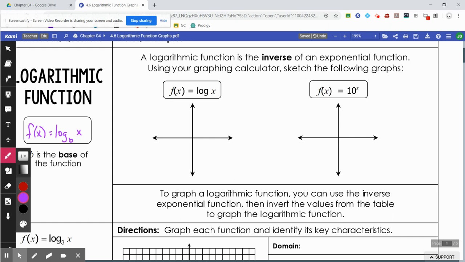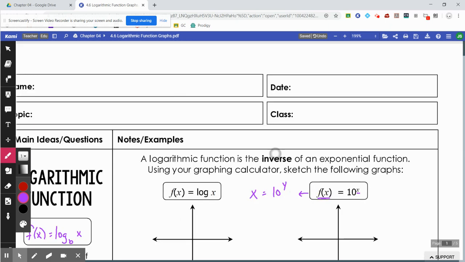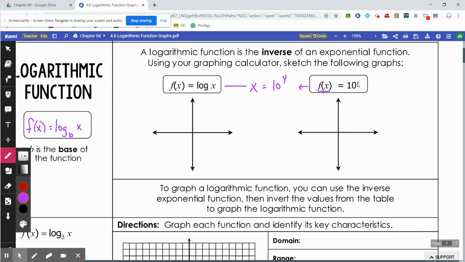Inverses is when we switch our inputs and outputs. We switch our x's with our y's. So if you were to actually take this function here, switch your y with your x, you would get x equals 10 to the y power. That would be the inverse of it. Now, how would you write that in a better form? How would you solve for y so that we could graph that? You would write it as a logarithm, and when you did, you would get y equals log base 10 of x, which is what this is. So these two functions are inverses.